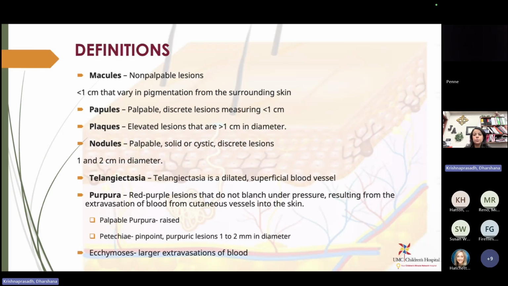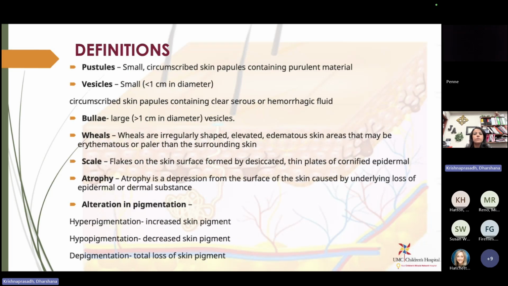Telangiectasias are dilated superficial blood vessels. There are two types of purpuras: palpable purpuras, which are raised, and petechiae, which are pinpoint and 1 to 2 millimeters in size. They usually do not blanch under pressure, and they represent extravasation of blood from cutaneous blood vessels onto the skin. Ecchymoses are basically larger versions of these purpuras.